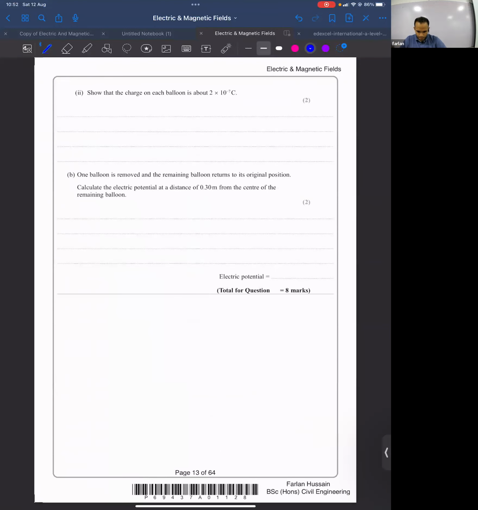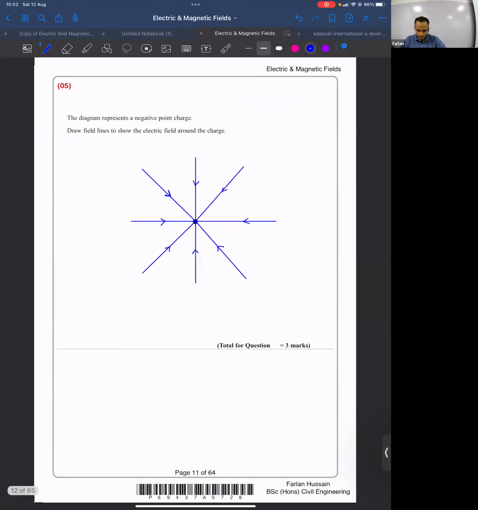Yeah, for that question, they are only asking for the field lines to show the electric field around the charge. We get 3 marks for that, I'm not very sure. One will be for the direction, one will be for the pattern. I mean, the field lines, straight lines. Do this, you will get the 3 marks.